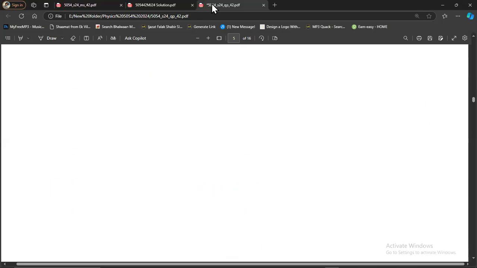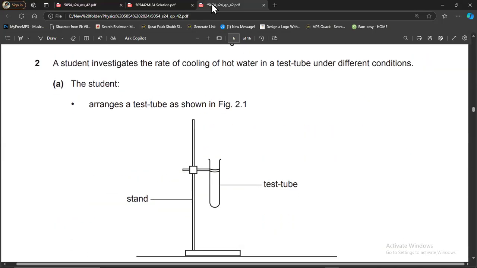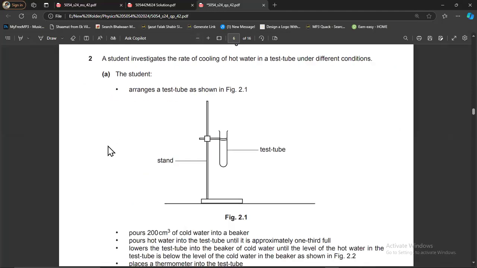So we are going to the next question, and the next question coming up on your screen is question number 2. It says a student investigates the rate of cooling of hot water in a test tube under different conditions. A part, the student arranges a test tube as shown in the figure 2.1. So here we have a stand and here we have a clamp and we are holding a test tube. In this test tube, we will put hot water and then we will note down the cooling of that hot water.